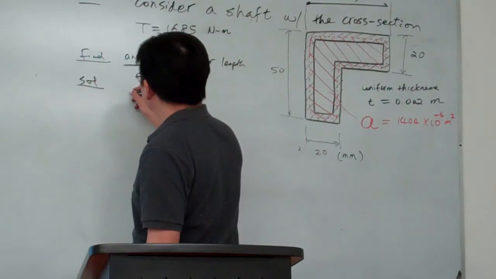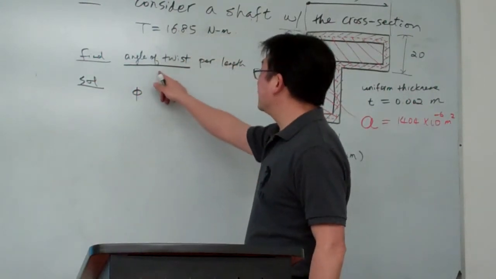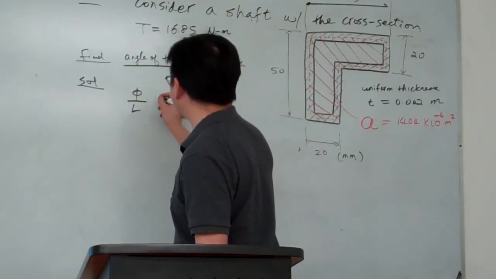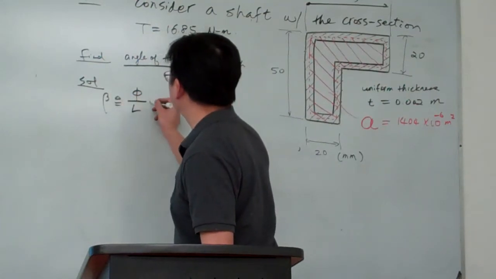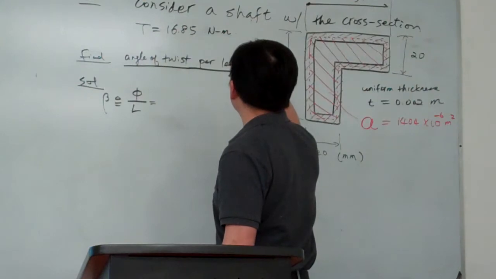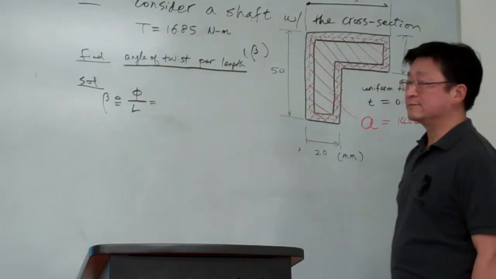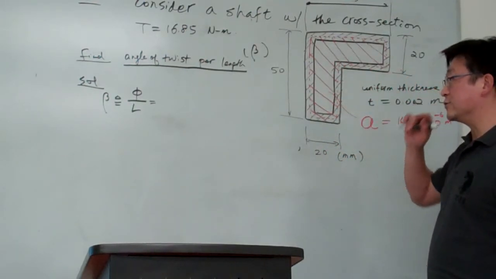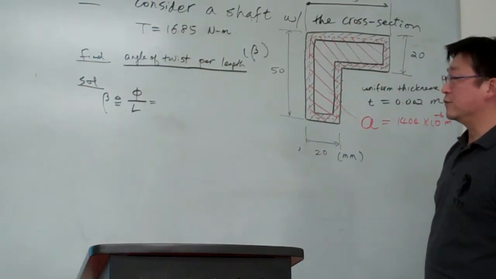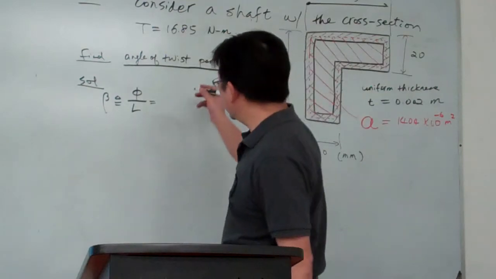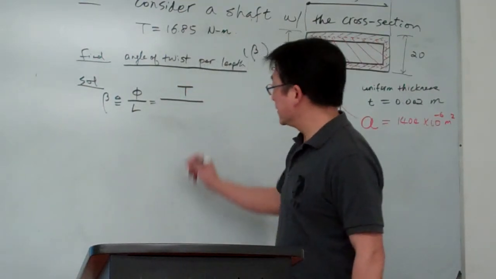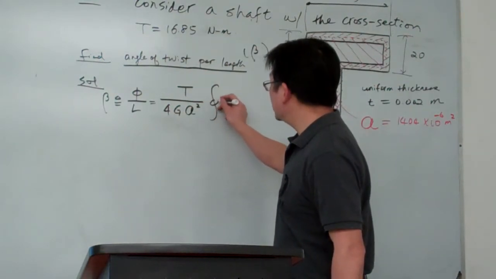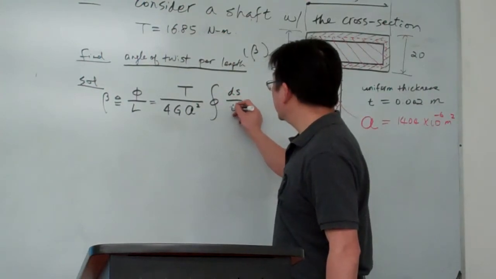The angle of twist is phi, and the angle of twist per unit length, that means phi divided by L, is defined by beta. Basically, what we're looking for is beta. Once we have beta, it depends on how long the length you would like to use, and you simply multiply with that length, then you will get the angle of twist. So for this case, we plug in: beta equal to T divided by 4G A squared, and then the integration of ds over t.